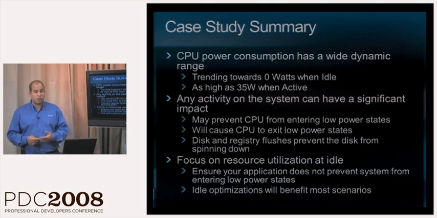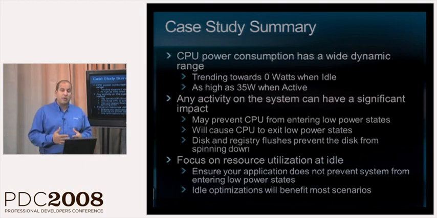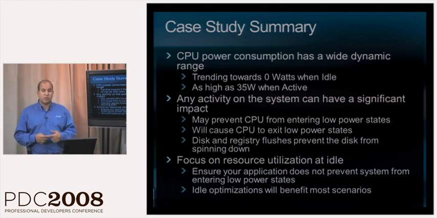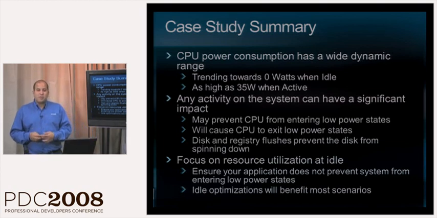Disk and registry flushes will prevent the disk from spinning down. So really focus on the impact that your application has on the resources that it's using. And as I mentioned, first and foremost, focus on resource utilization at idle. With your application open and no user activity, what's the impact or the footprint that your application has with regards to resource utilization and energy impact? In addition, if you focus on idle, optimizations will benefit most scenarios on the platform, as I have alluded to earlier.